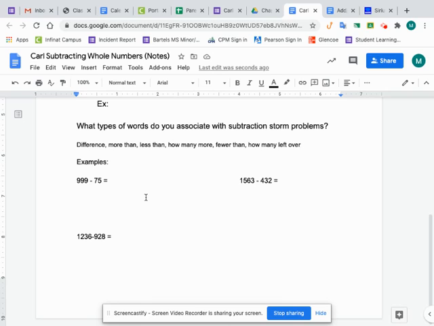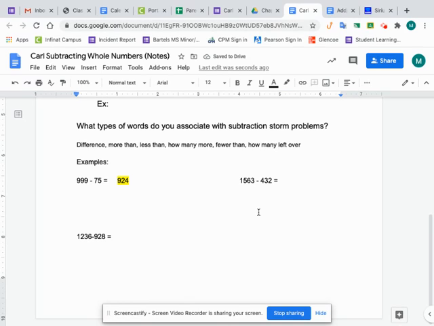If I had 999 subtract 75, like I said, we need to make sure we line up our numbers correctly. 9 subtract 5 is 4, 2, and then we bring down the 9. All right, so just like before, we're going to actually type that when we get to our assignment. So 924, and then I'm going to highlight that so I know it's my final answer.